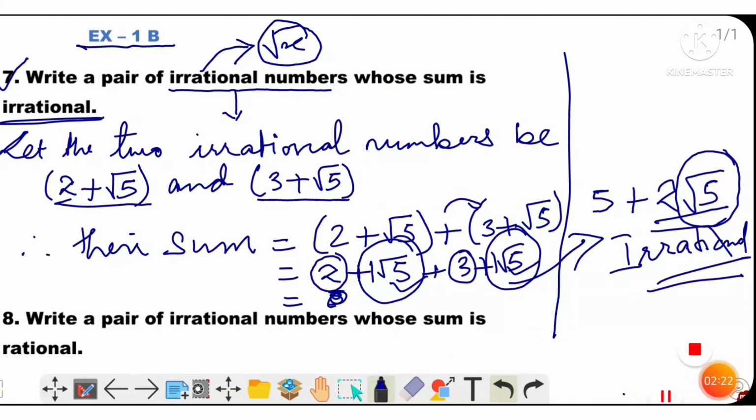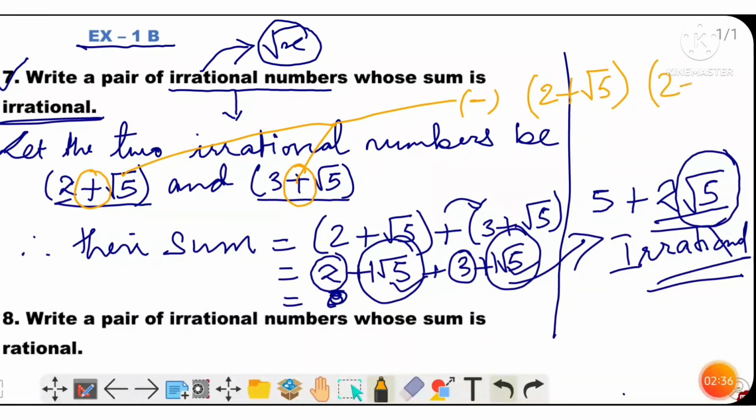You need to keep in mind one thing in this type of question. If it is asked to find the irrational number from the pair of irrational numbers, then we'll take the same positive sign. We cannot take one positive and one negative. Let's see if we take 2 plus root 5 and 2 minus root 5. Since there is a minus sign there, it will cancel out the root.